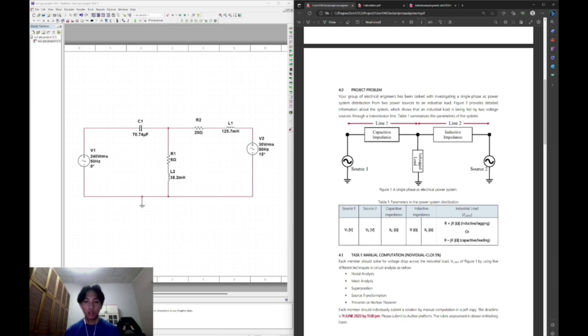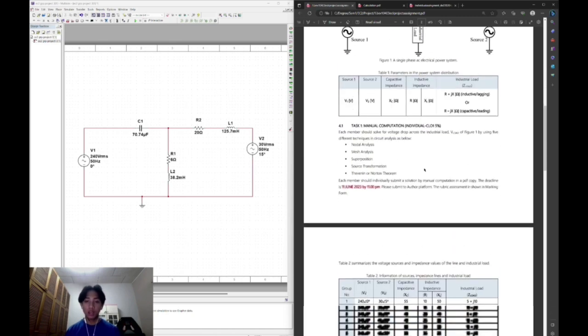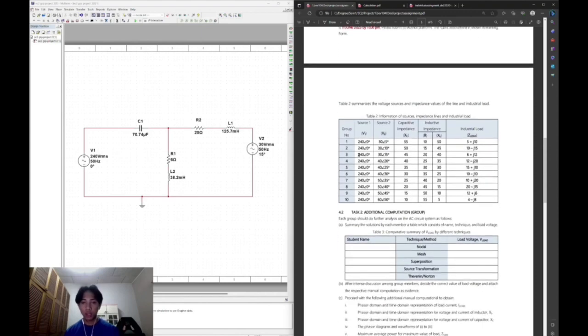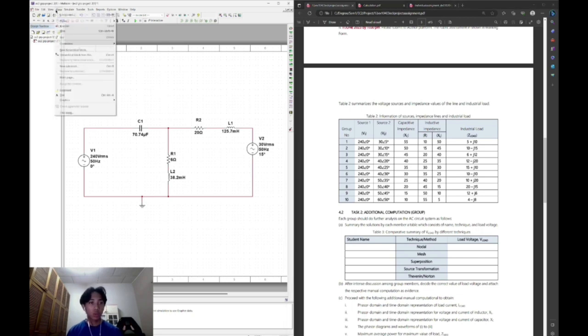For the industrial load, we need to put resistance and inductance, and for the inductive impedance, we need to put a resistor and inductance. For all the parameters here, since we are from group 3, these are the parameters that were given to us. Then we need to find the voltage and the current to make sure that our calculation is correct.